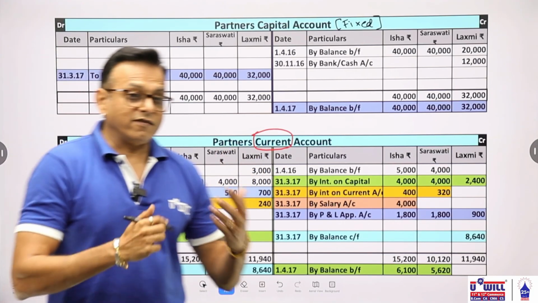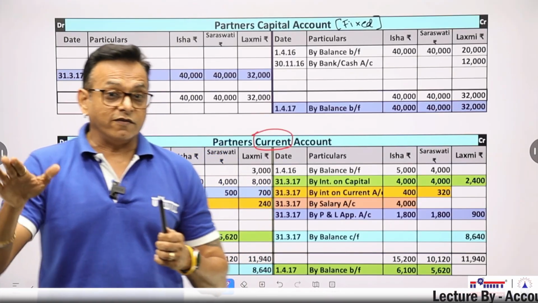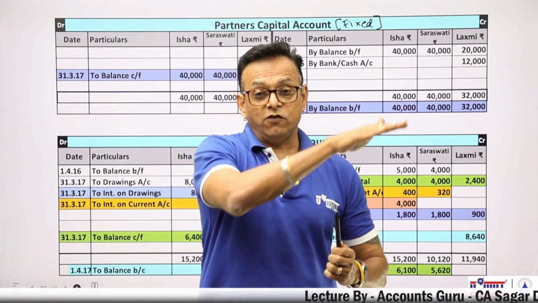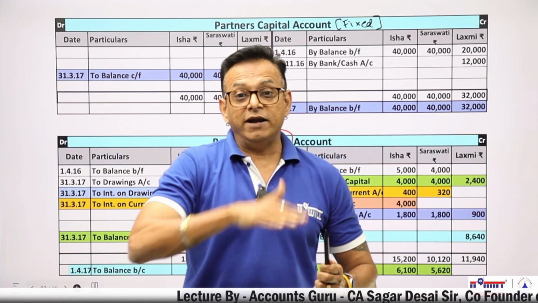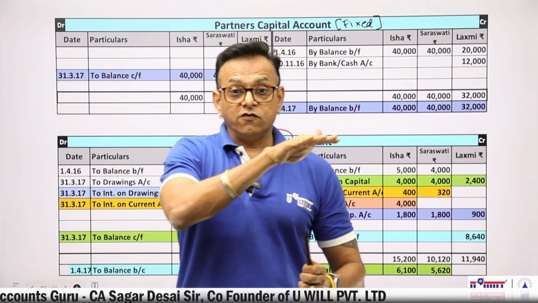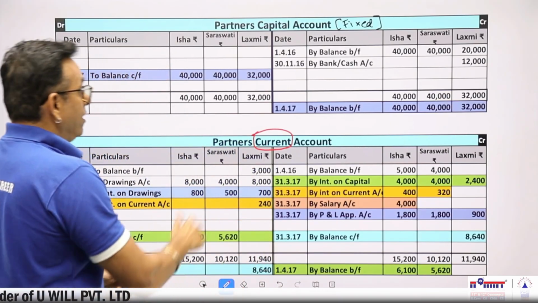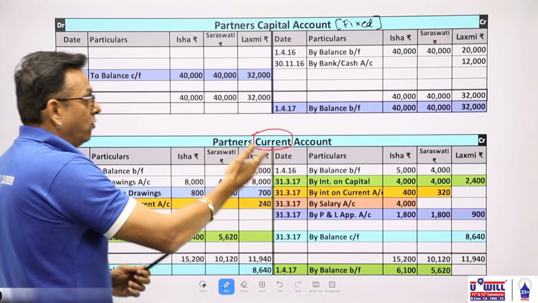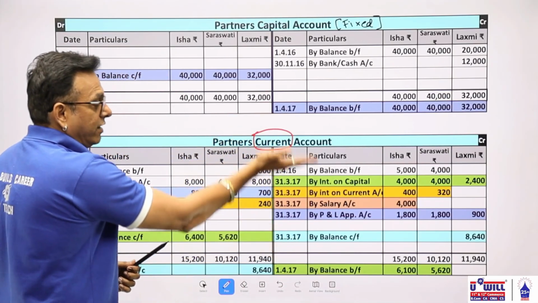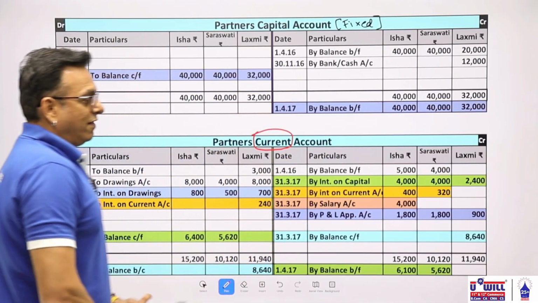Current account is just like current asset. I hope everyone remembers, current assets are those assets whose values keep on changing. From the moment a transaction happens, it will either increase or decrease. It does not remain constant like a fixed asset. Similarly, in the partners' current account, their balances will keep on increasing or decreasing based on various transactions.